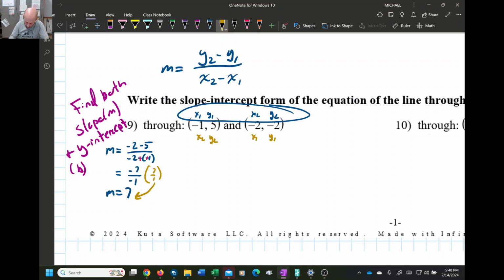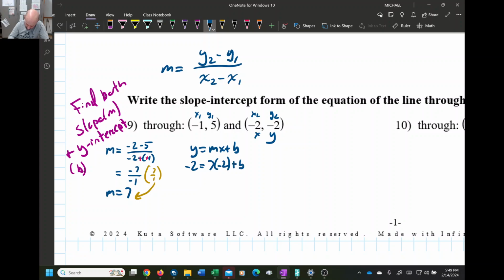Now, I can use either one of these points. You know what? I'm going to use this as my x and y. I could use either one. Y -2, because same number, it's harder to screw it up. So again, I got my y equals mx plus b. So that's going to be -2 equals 7 times -2 plus b. -2 equals -14 plus b. Do my algebra, plus 14. 12 is equal to b. So now I've got my m, I've got my b, I've got everything I need to write an equation in slope-intercept form. Y equals mx plus b, y equals 7x plus 12.